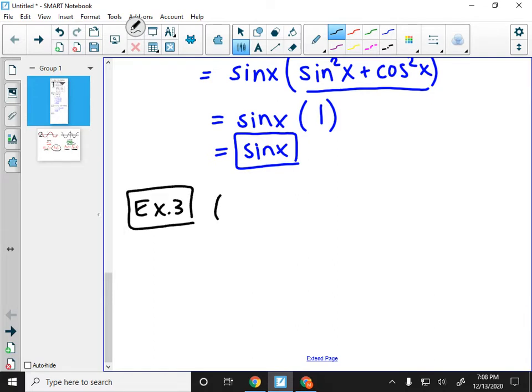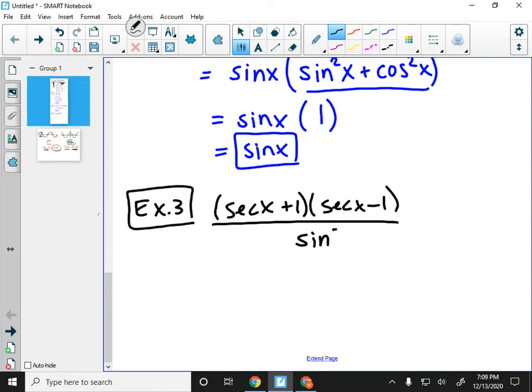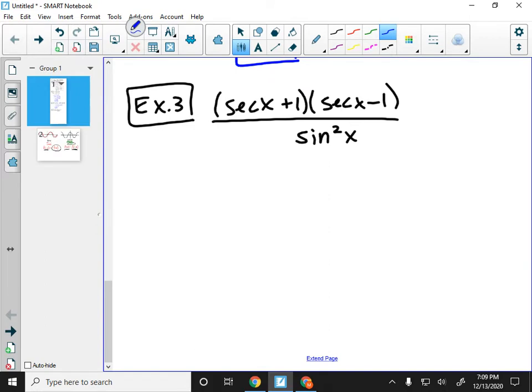So our next one is, I've got secant of x plus 1 times secant of x minus 1 all over sine squared of x. For this one, I see 1s in there, but I don't see any trig identity squared in the top of that fraction. And in fact, I see a secant plus 1 and a secant minus 1. We are going to see this a lot throughout this chapter, where they are different by that one negative sign.